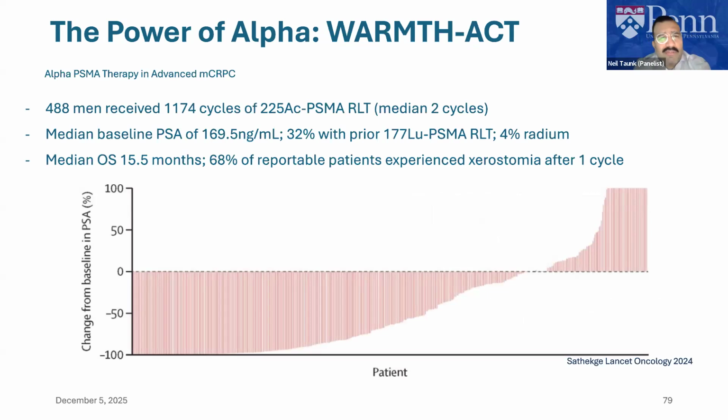There's a tremendous amount of power of alpha. The Warmth Act study was a multi-institutional, multinational collaboration featuring male patients who received treatments with actinium-225 PSMA radioligand therapy, median of 2 cycles, mostly on compassionate use, and about a third had prior radioligand therapy with PSMA or radium. In patients that were heavily pretreated, a median overall survival of 16 months was achieved, which is unbelievable for a very sick, very advanced population. But about two-thirds experienced xerostomia or dry mouth after 1 cycle, suggesting some more off-target toxicity.